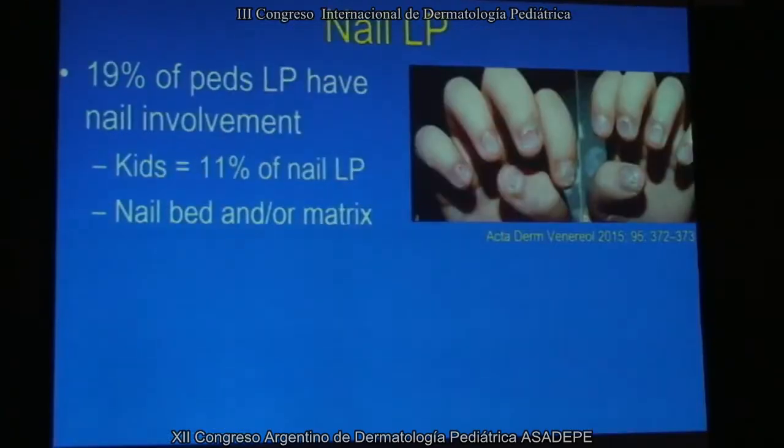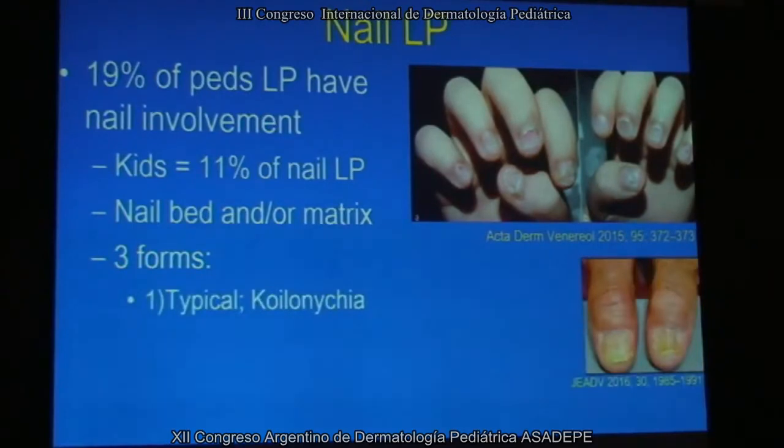The nail changes of lichen planus occur in nearly 20% of children. The inflammation of lichen planus in the nails can affect either the nail bed, the matrix, or both. And this contributes to the several different clinical forms of nail lichen planus that we can see in children.